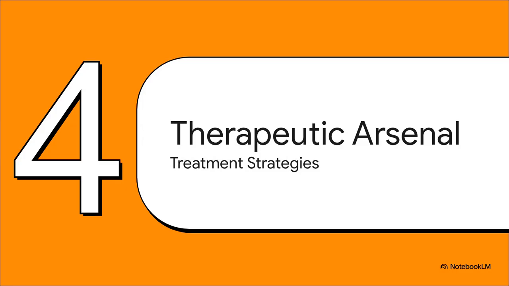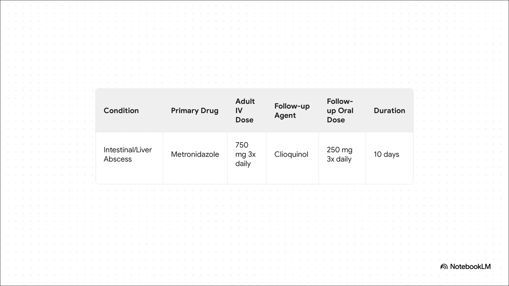This brings us directly to the therapeutic arsenal. If we can't get susceptibility data, what is the standard of care for treating amoebiasis? The standard protocol is a very elegant two-phase approach. Phase 1 uses a tissue-active agent, metronidazole, to wipe out the invasive trophozoites. So for our patient with that liver abscess, he'd be getting this intravenously.